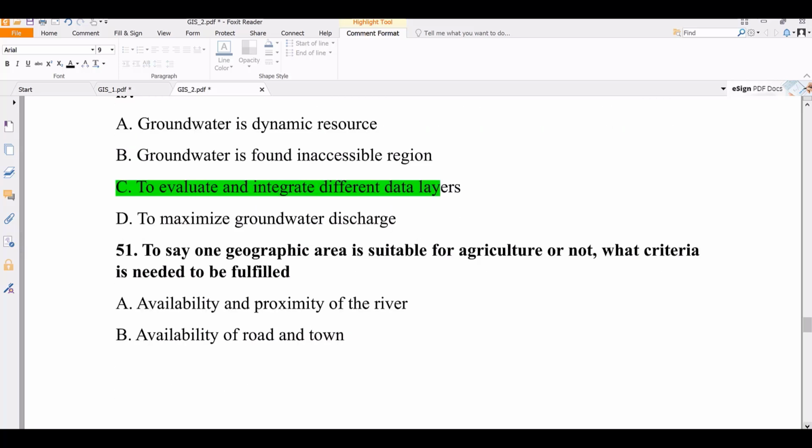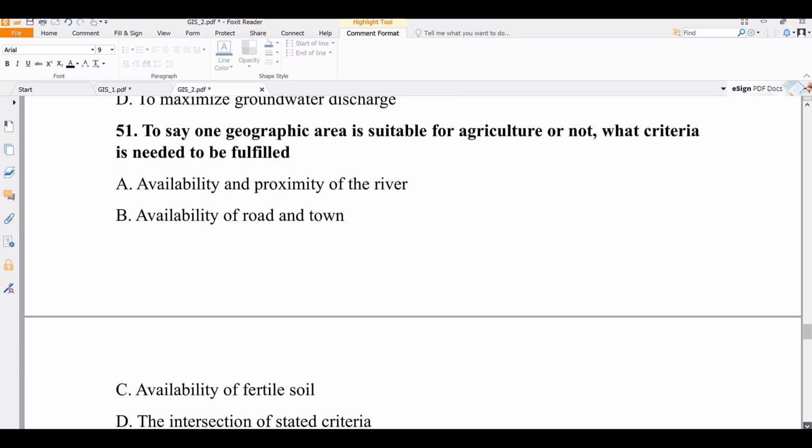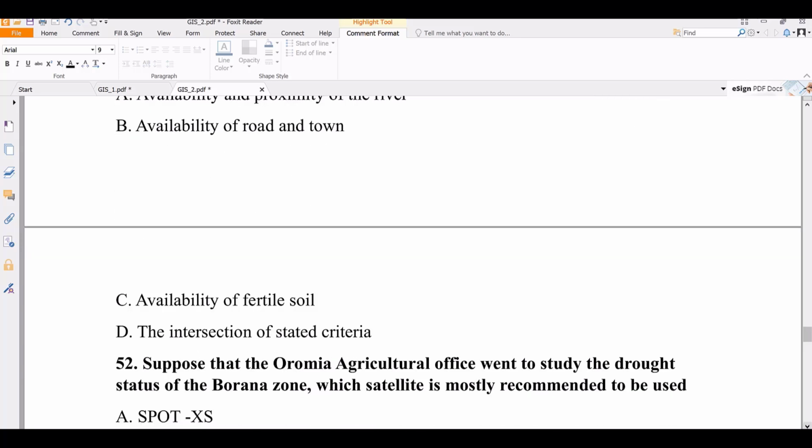Okay, great. Question number 51. To say one geographic area is suitable for agriculture or not, what criteria need to be fulfilled? Availability and proximity of river, availability of rural and town, availability of fertile soil, the intersection of stated criteria. So the answer is the intersection of criteria. In overlay analysis, we have to consider many criteria in order to determine whether a certain area is suitable for agriculture or not. Okay, great.